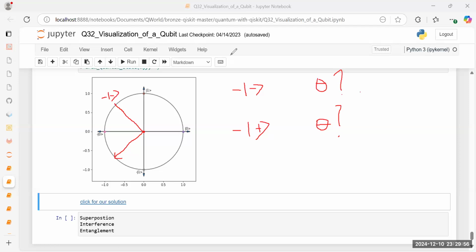Okay, so I'm seeing 135 degrees or 3 pi over 4 for minus. And I'm seeing 225 and 5 pi over 4. Okay, I'm seeing minus 3 pi over 4.